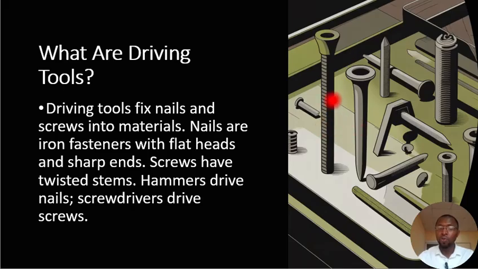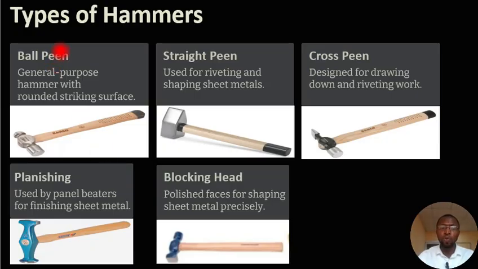So we use driving tools to drive either of these. For the nail, we use a driving tool called a hammer to drive it into wood. While for the screw, we use a tool called a screwdriver to drive it in. Whether it's a nail or a screw, they have their respective drivers. Now let's talk about the tools for driving nails, and that's the hammer. We have different types of hammer depending on the purpose they are made for.